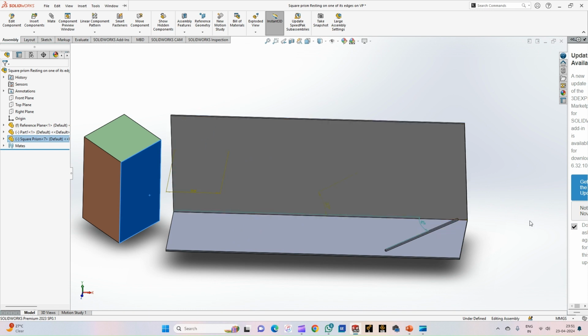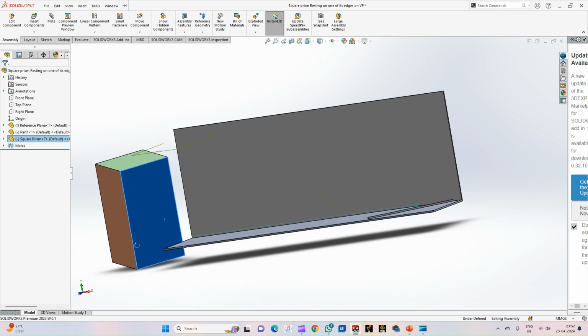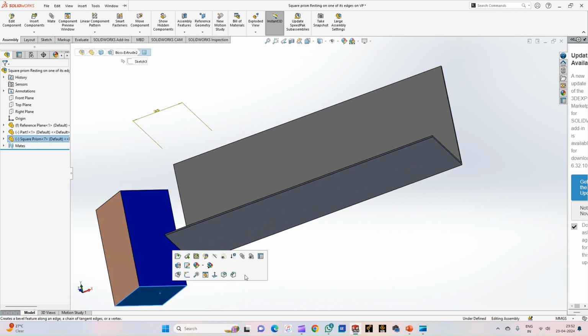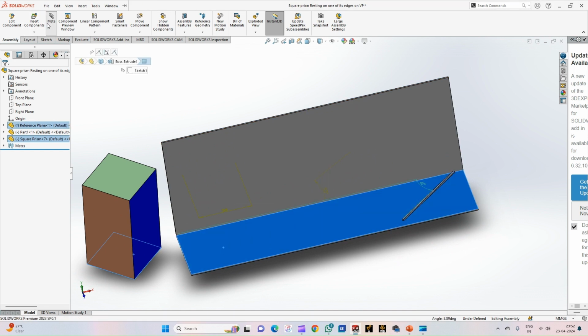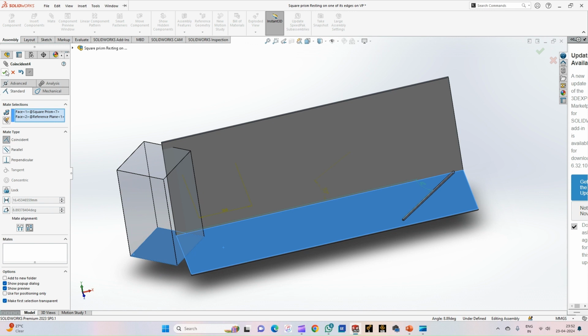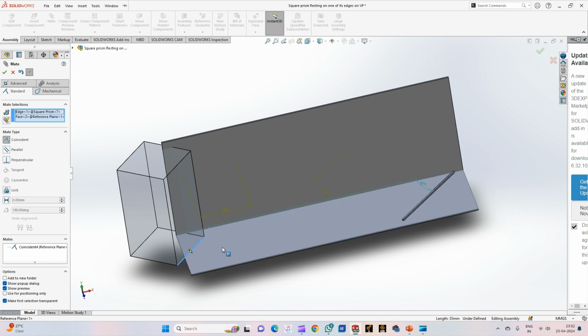Now, as per the initial condition, it is resting on the horizontal plane on one of its edges. So now we will try to place this square prism in such a way that it is resting on one of its edges on the horizontal plane. As per the condition, we need to have one of its edges parallel to the horizontal plane and perpendicular to the vertical plane. So we will see how to do that. We will select this face of the square prism and also the horizontal plane, and we will consider this edge and the horizontal plane.